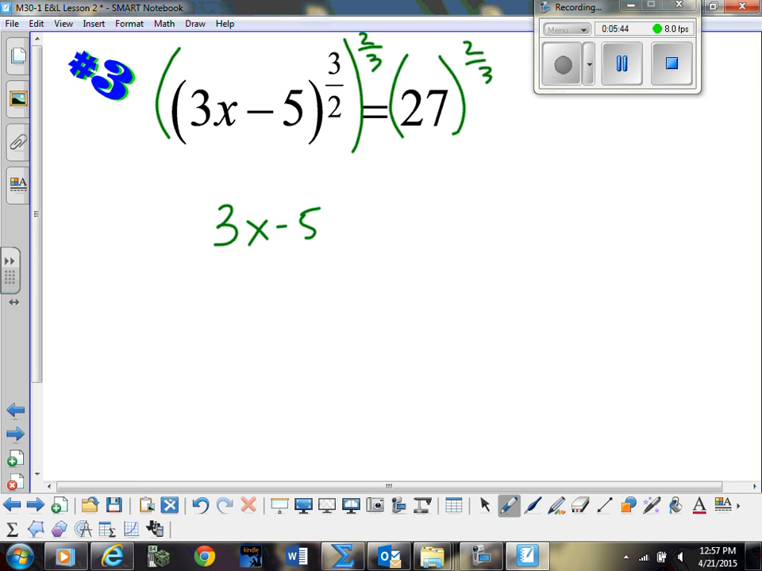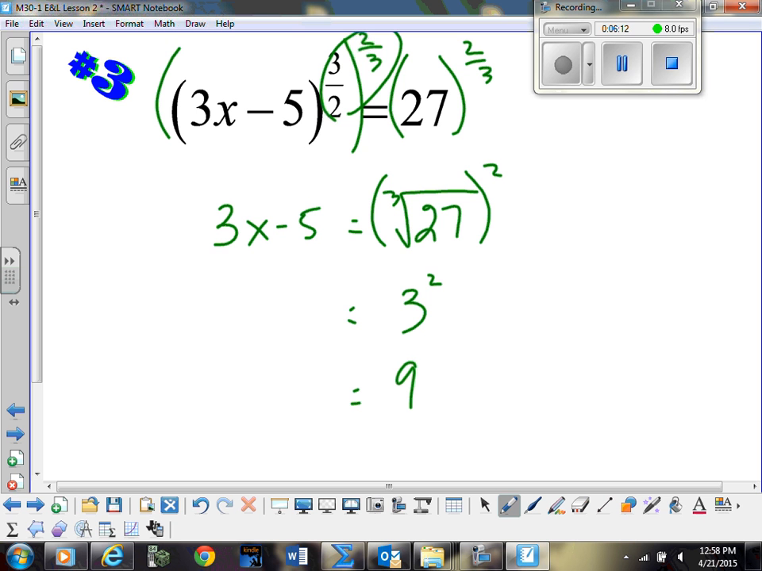And 3x minus 5 is raised to the power of 1 because the product of reciprocals is 1, and I don't have to write exponent 1 anymore. I don't even need a bracket. 3x minus 5 to the power of 1 is just 3x minus 5. Now, 27 to the 2/3, cube root of 27 squared. Cube root of 27 is 3. Squared is 9. So this side works out nice and simply to 9.